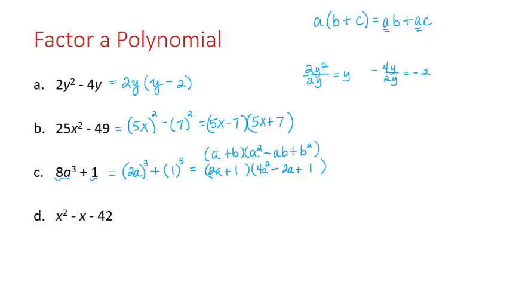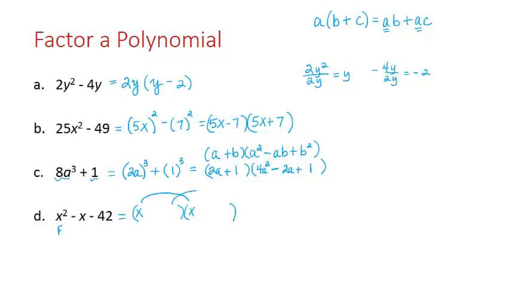Now let's look at a trinomial. X squared minus x minus 42. There's no common factor between those terms, so what I want to do right now is think about what are the things that I can multiply together to get this trinomial. And if you remember, the first two terms are what gave me that x squared. So I know x times x is going to be the x squared.